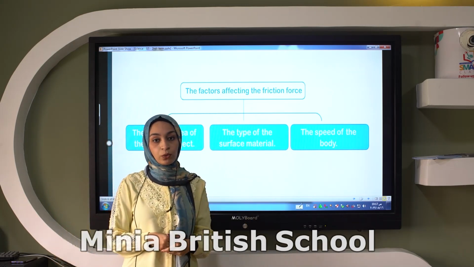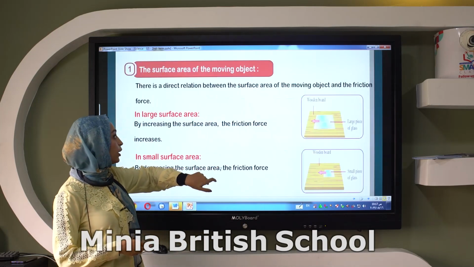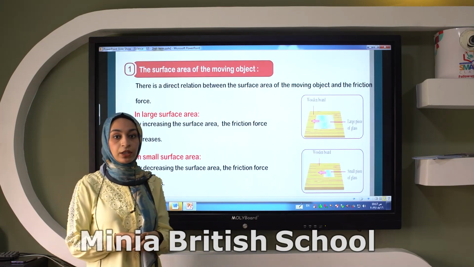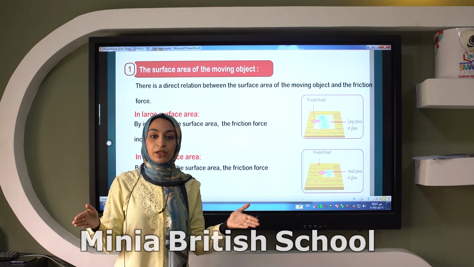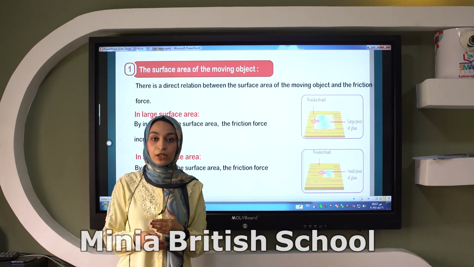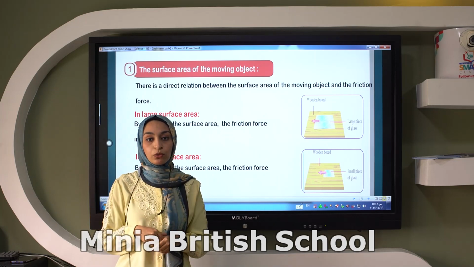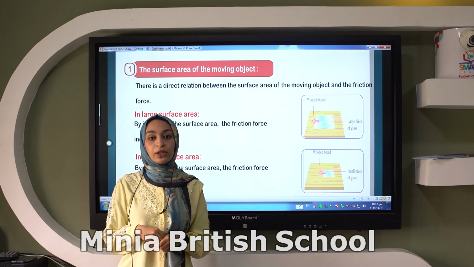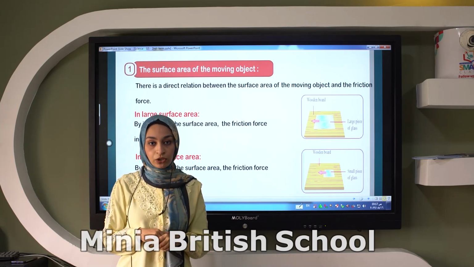Let's talk about each one in detail. If we talk about the surface area, by increasing the surface area of the object, the friction force increases, and by decreasing the surface area, the friction force also decreases, which means that they are in a direct relationship.